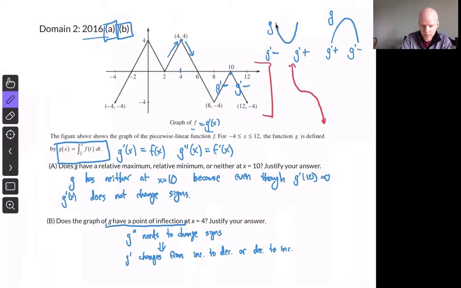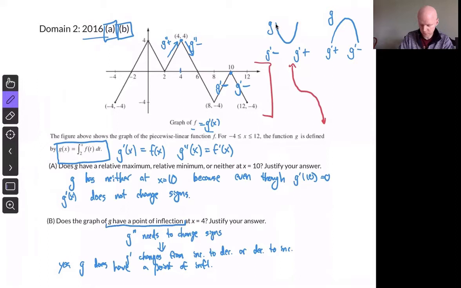So because g prime is increasing, that means g double prime is positive. And because g prime is decreasing on the second spot, that means g double prime is negative. So we do have a change in signs for g double prime here. So we would say, yes, g does have a point of inflection. And this is an important part because we're given the graph of g prime and not g double prime. We need to work g prime into our justification.